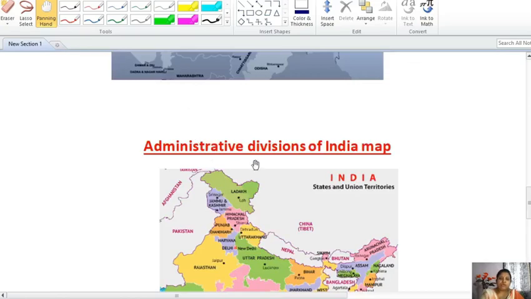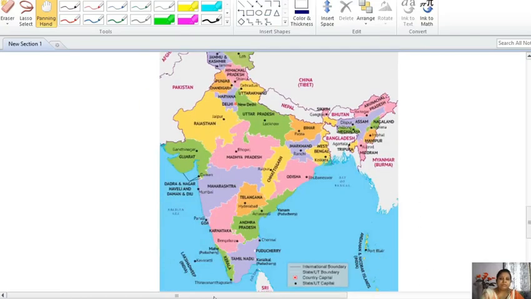Now I will show you the administrative division of India map. These are the 29 states of India. The national capital of India, that is New Delhi. The newly added state is Telangana.